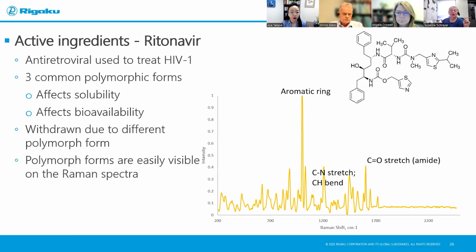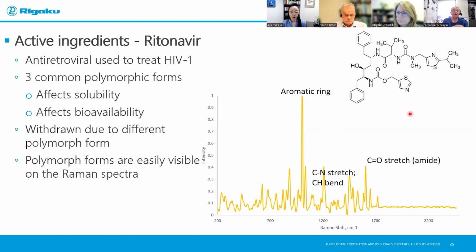Another example is for an active ingredient. This is ritonavir, a very large molecule. It's used as part of a cocktail to treat HIV. So it's extremely important that you get the correct polymorph, because the cocktail will not be as effective if you use the wrong material.